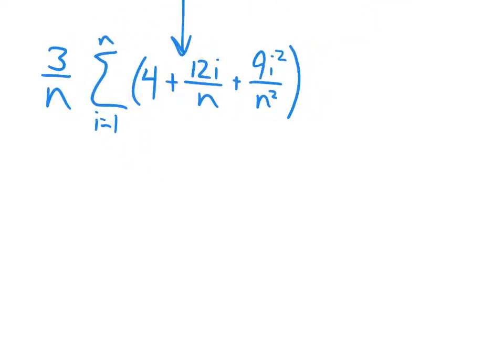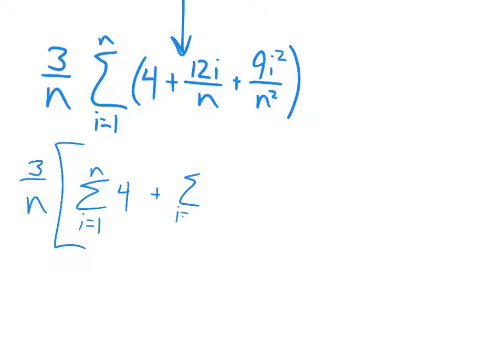Okay, so let's think this through. I have 3 things added, so I can separate that into 3 separate sums. So the 3 over n is still out here, but I have the sum from i equals 1 to n of 4. That's just 4n. Okay, that will end up just being 4n. I have the sum from i equals 1 to n of 12i over n.